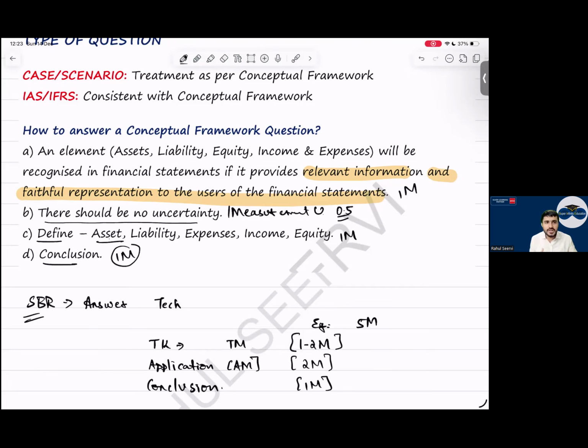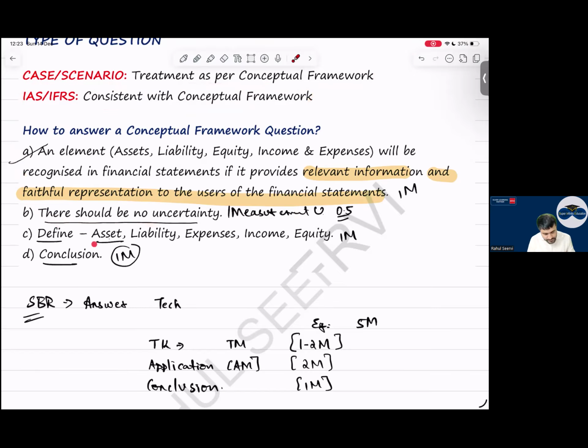So whenever a question comes regarding the conceptual framework, it is maximum 4 to 5 marks. Max to max, 6 marks if you're lucky. But I say 4 to 5 marks. Understood? Did you understand the first sentence? You have to write down this bare minimum whenever you get a question regarding the conceptual framework. This type of question we will see as we do the accounting standards. Then there should be no uncertainty.